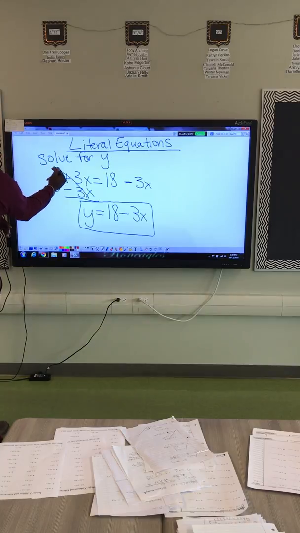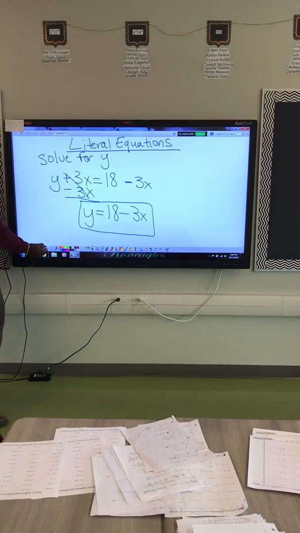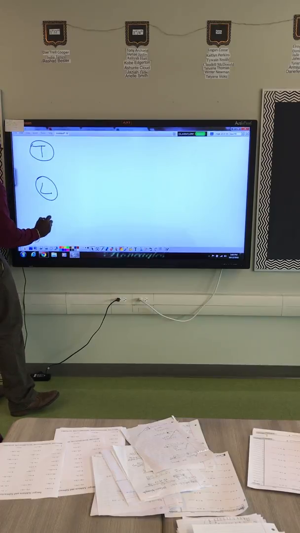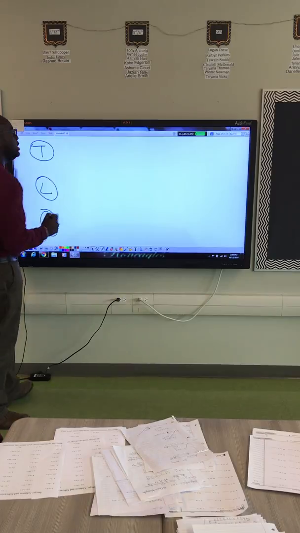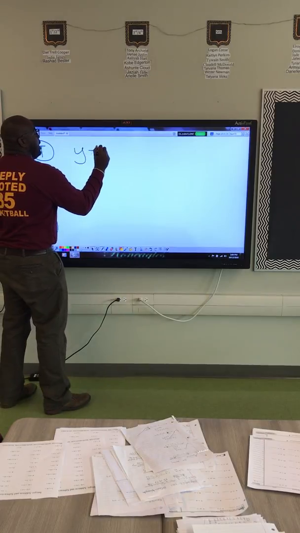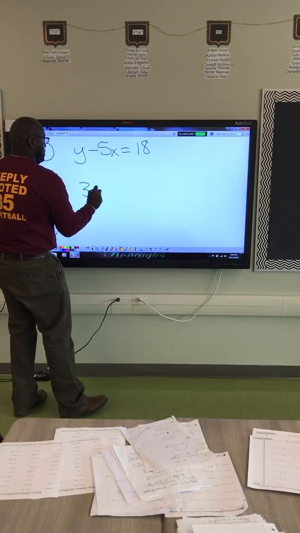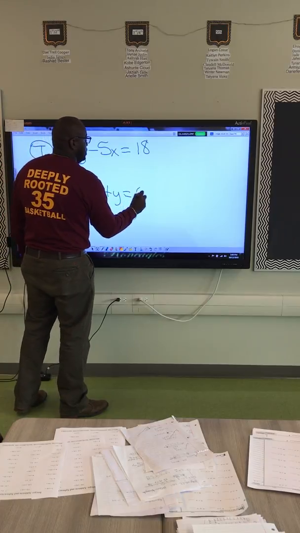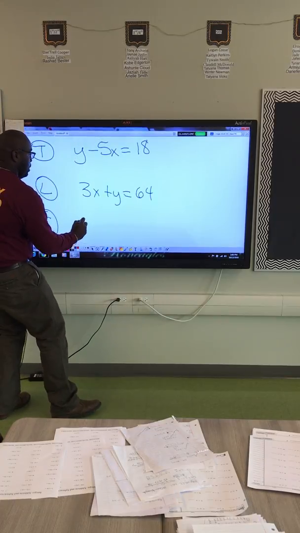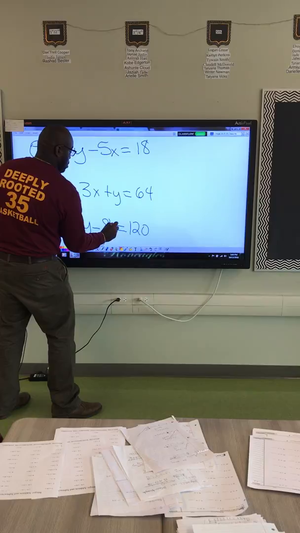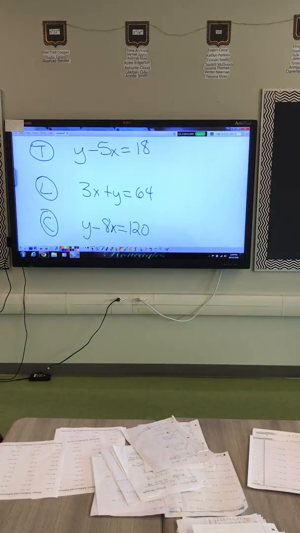I want you to show me that you know how to do it by solving 3 more just like it. We're going to name them T, L, and C. So we have y minus 5x equals 18. 3x plus y equals 64. And y minus 8x equals 120. Take about 30 seconds to solve these 3.